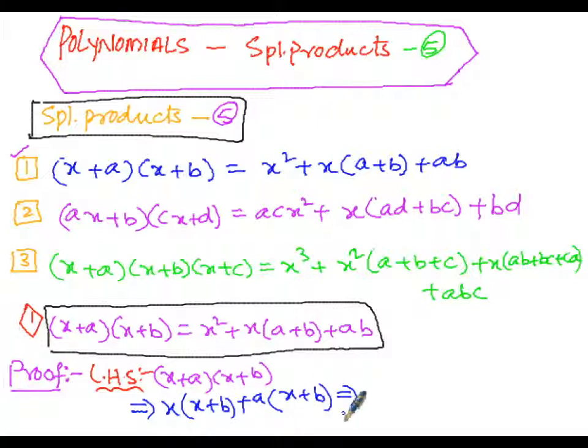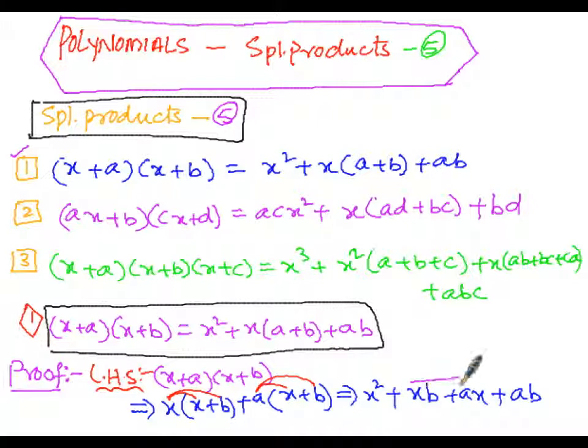Then, in order to multiply, first of all we multiply x with x, then x with b, then a with x and a with b. That implies x into x is x², x into b is xb, a into x is ax, plus times plus is plus, then a into b is ab. So here there is no other x² term. The like terms are xb and ax.